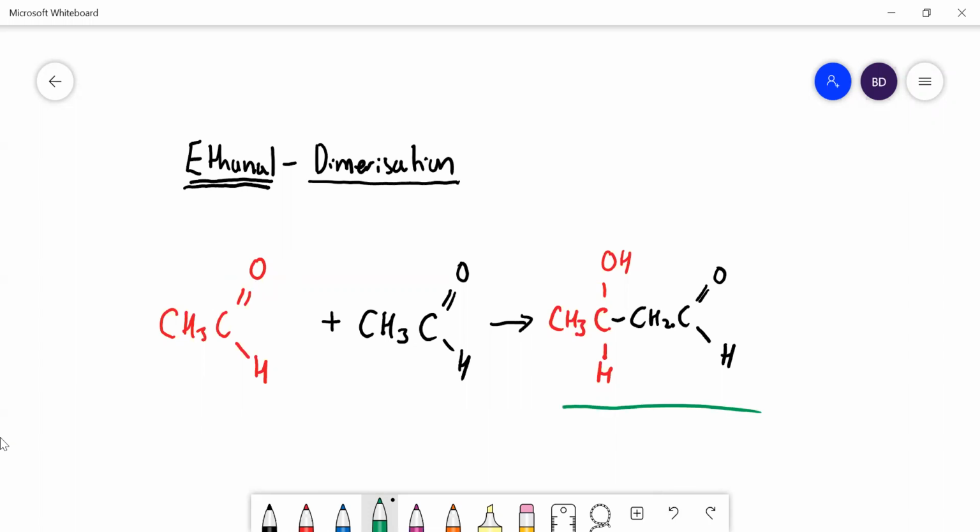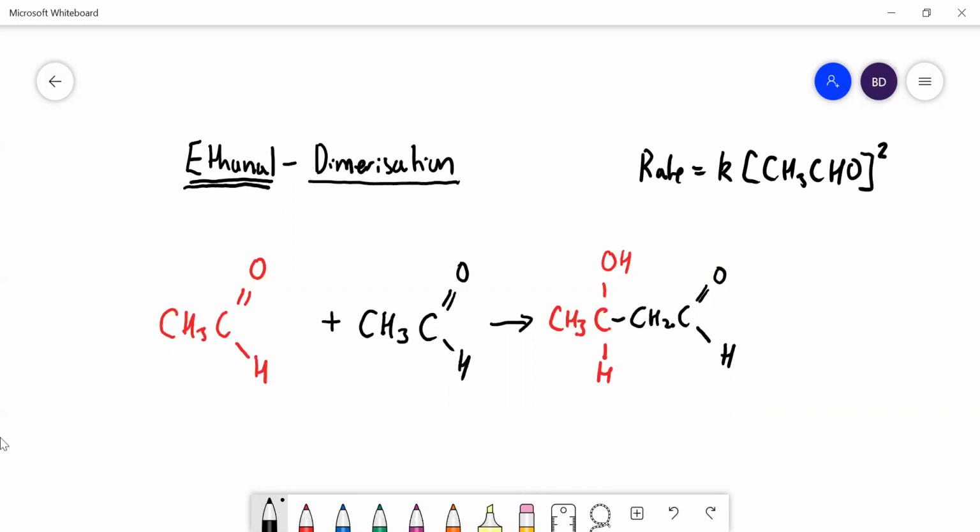Okay, and I've colored them in red and black so you can see where these atoms have come from and so forth. Now, if the mechanism was very straightforward and all that happened was one red ethanal collided with one black one, you would expect the rate equation to be rate, and it would be second order with respect to the ethanal.